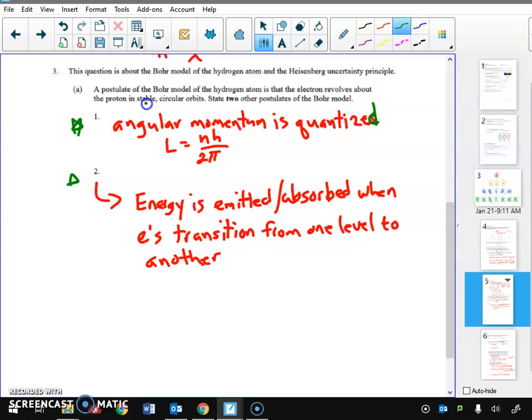And the part we've really been focusing on the most with the spectral lines is that energy is emitted or absorbed, depending which way it goes, when an electron transitions from one level to another. So you want to be pretty specific about that.